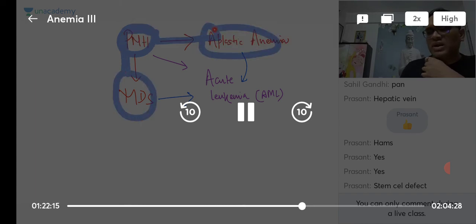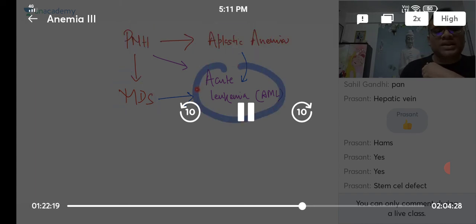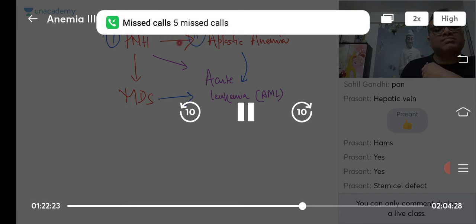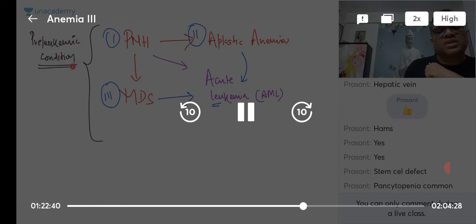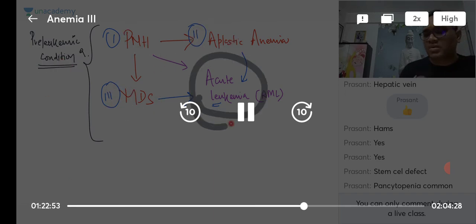All three are stem cell disorders and they can all transform into acute leukemia. So all three disorders together, PNH, aplastic anemia, and myelodysplastic syndrome, because they can transform into leukemia, are collectively called pre-leukemic conditions. That was the question in the AIIMS exam: which of the following is a pre-leukemic condition? All are pre-leukemic: PNH, aplastic anemia, MDS, because all three can transform into acute leukemia. Obviously, the stem cell is affected, so they have pancytopenia as a feature. That is a great correlation. Very good.